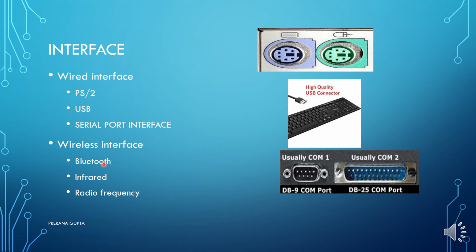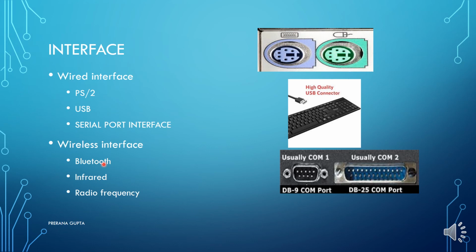The Bluetooth keyboards use Bluetooth technology, which provides greater range than radio frequency, and the infrared keyboards have to be kept in the line of sight of the receiver. Basically, wireless interface works on the receiver and transmitter concept. So we need to keep the receiver in line with the transmitter, and then you can connect your keyboard.